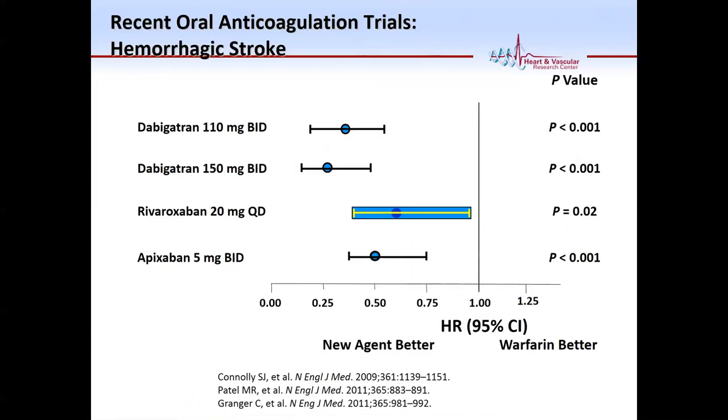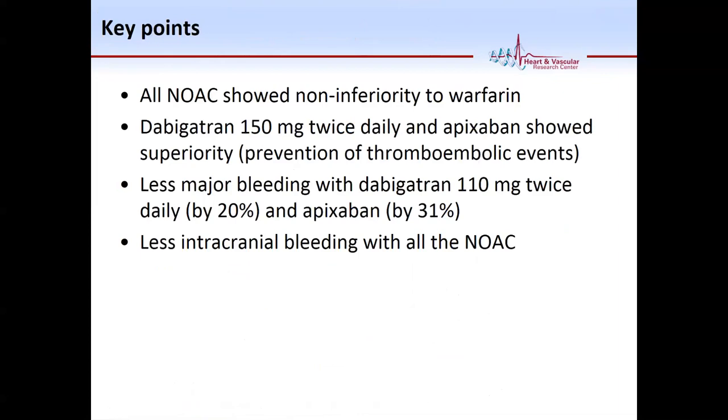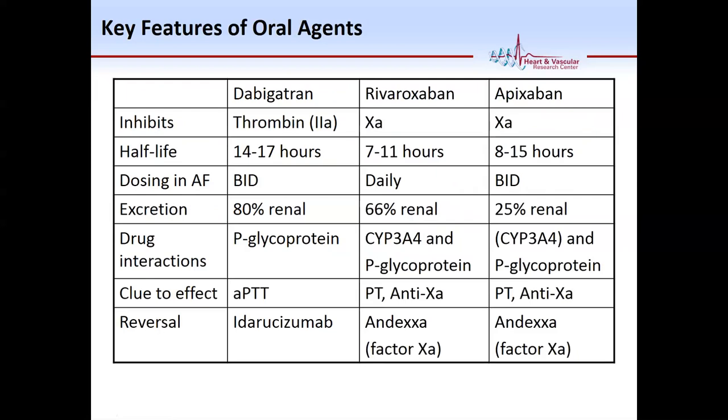And if you looked at risk for hemorrhagic stroke, all of these non-vitamin K antagonist drugs outperformed warfarin in terms of the risk of hemorrhagic stroke being lower. So all of them showed non-inferiority to warfarin. Some of them showed some superiority in terms of preventing thromboembolic events. There was less major bleeding with the dabigatran 110 and apixaban, which was pretty remarkable, and there was less intracranial bleeding with all of them. So then why don't we use them for all of our patients?